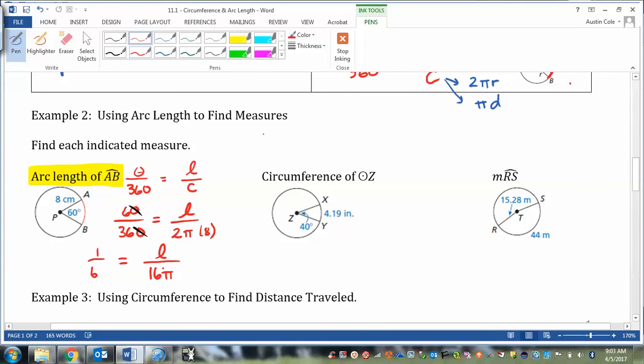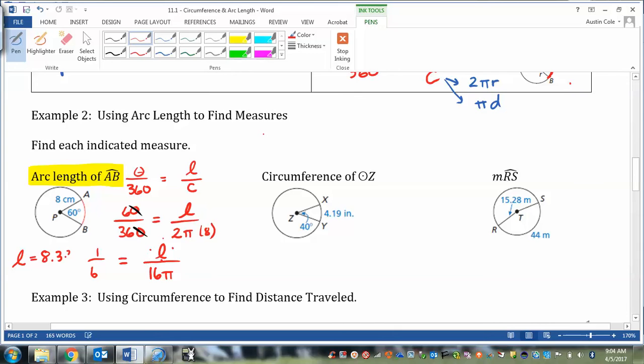Okay, so now I can solve this proportion. Remember, here's my variable. I go across from it. I take 1 times 16 pi divided by 6. I would do 16 times pi, hit enter. Divide by 6, hit enter. What do we get there, guys? 8.38. Do we agree with Elizabeth there?